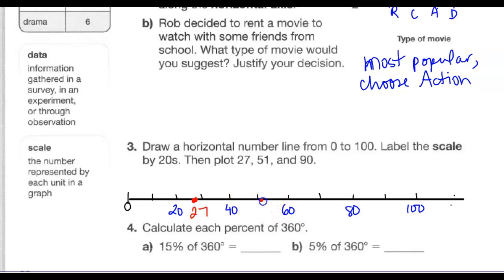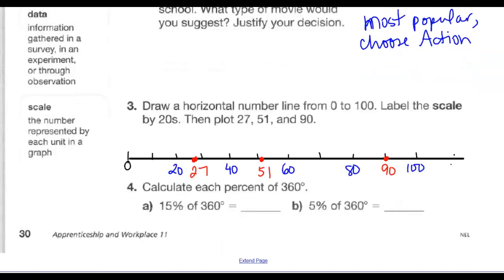51 would be a little bit after 50. And 90 would be halfway in between 80 and 100. That's right, 80 and 100. Okay, now some percent questions.